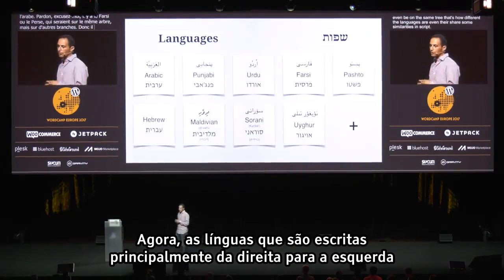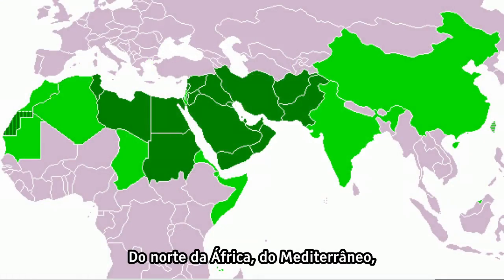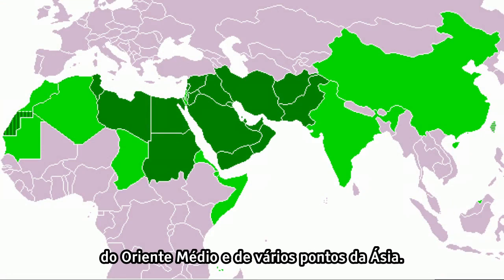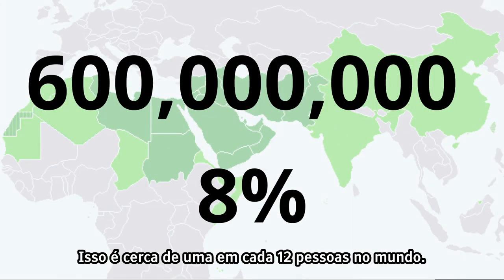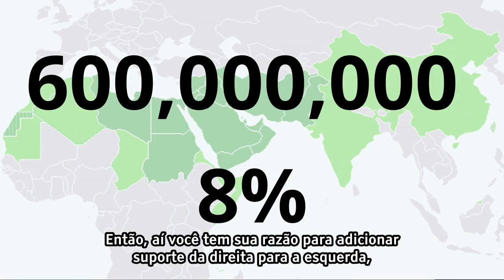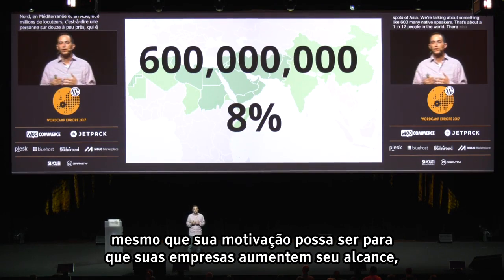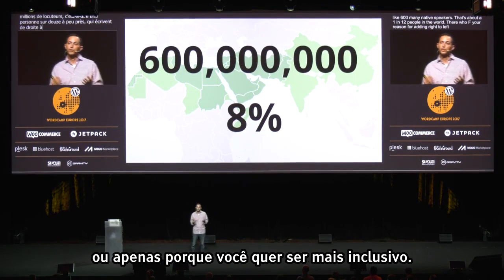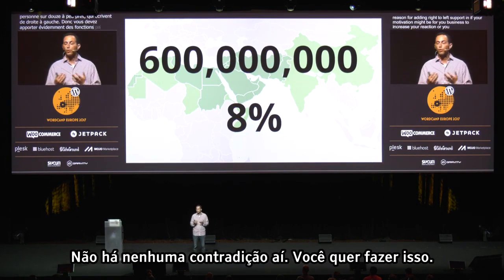Now, the languages that are primarily written from right to left are spread all over from North Africa, the Mediterranean, the Middle East, and various parts of Asia. We're talking about something like 600 million native speakers. That's about 1 in 12 people in the world. So there you have your reason for adding right-to-left support, even if your motivation might be for your business to increase your reach, or just because you want to be more inclusive. There's no contradiction there. You want to do that.